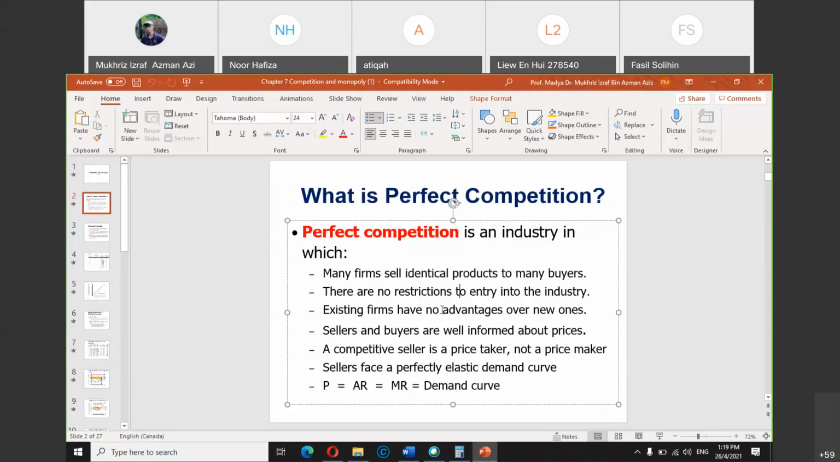And because there are many sellers selling products which are very similar to each other, there is no firm that has any advantage over new ones. Existing firms have no advantage, meaning although you are an older player, a senior in the market, that does not mean that a junior company entering the market cannot compete with you, because everyone is selling similar products.